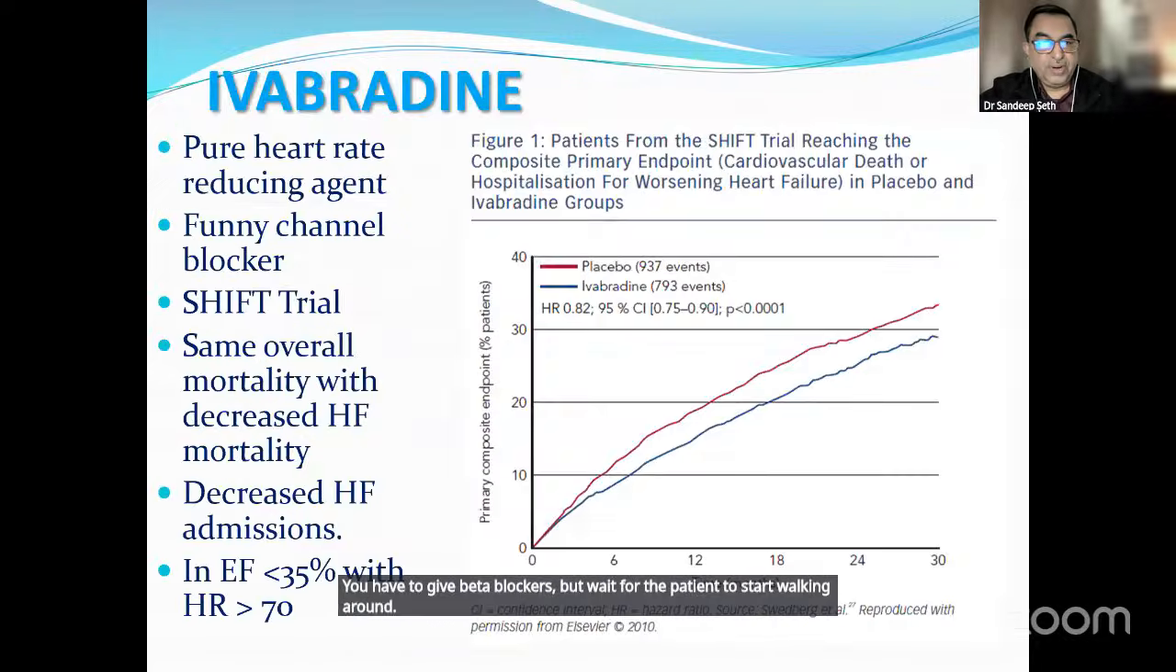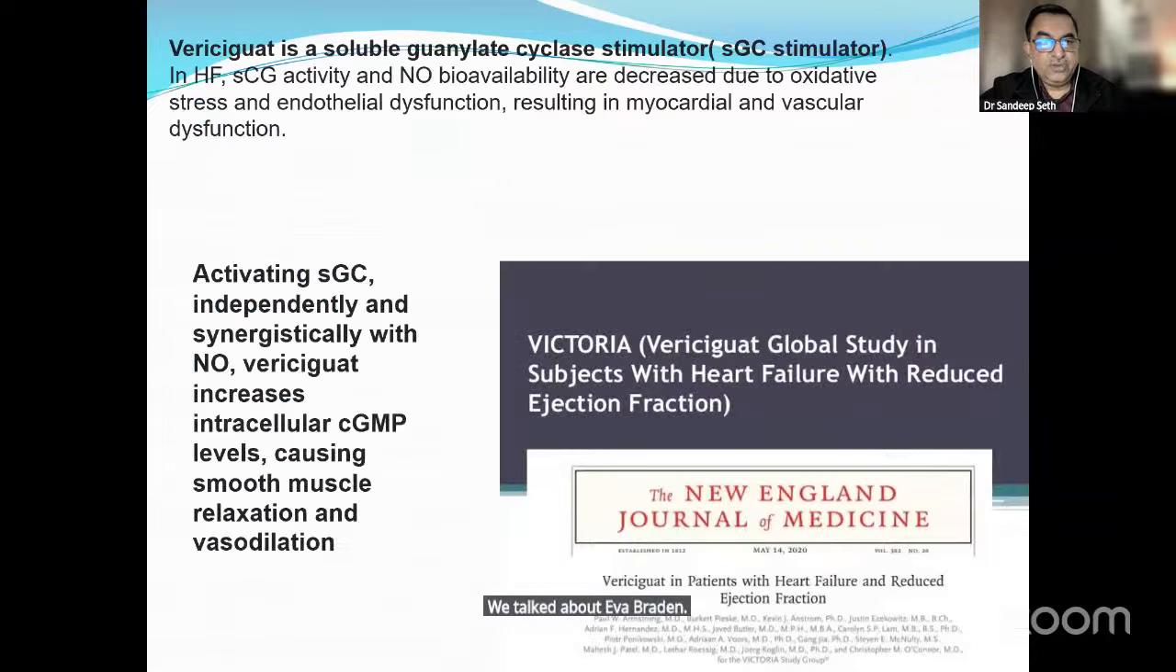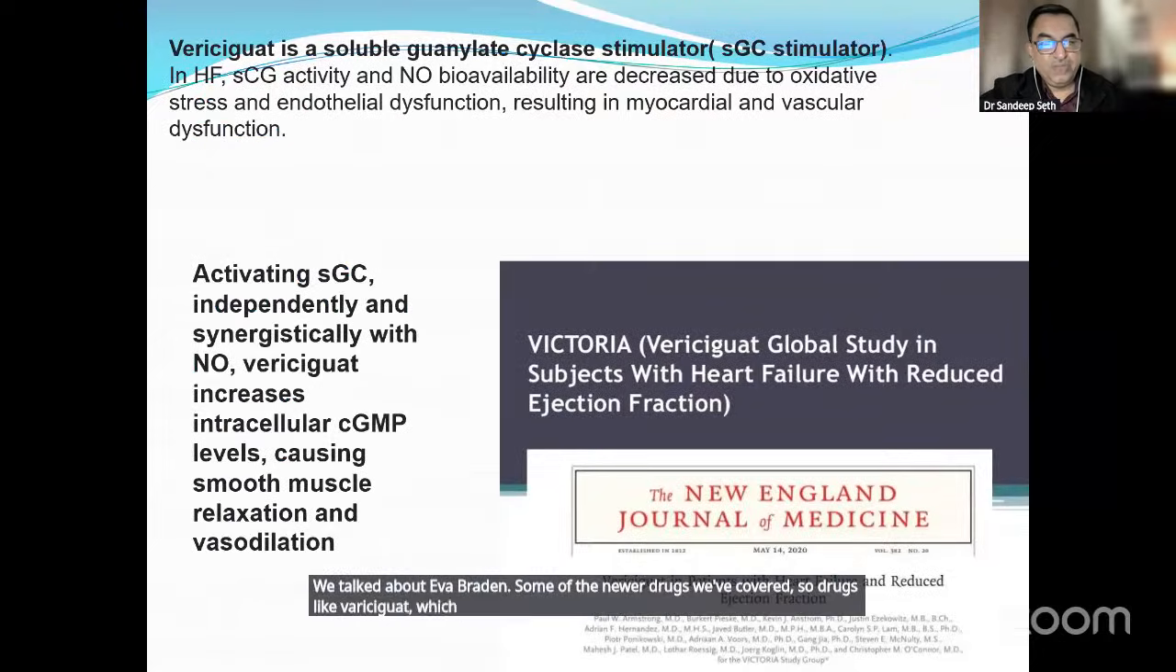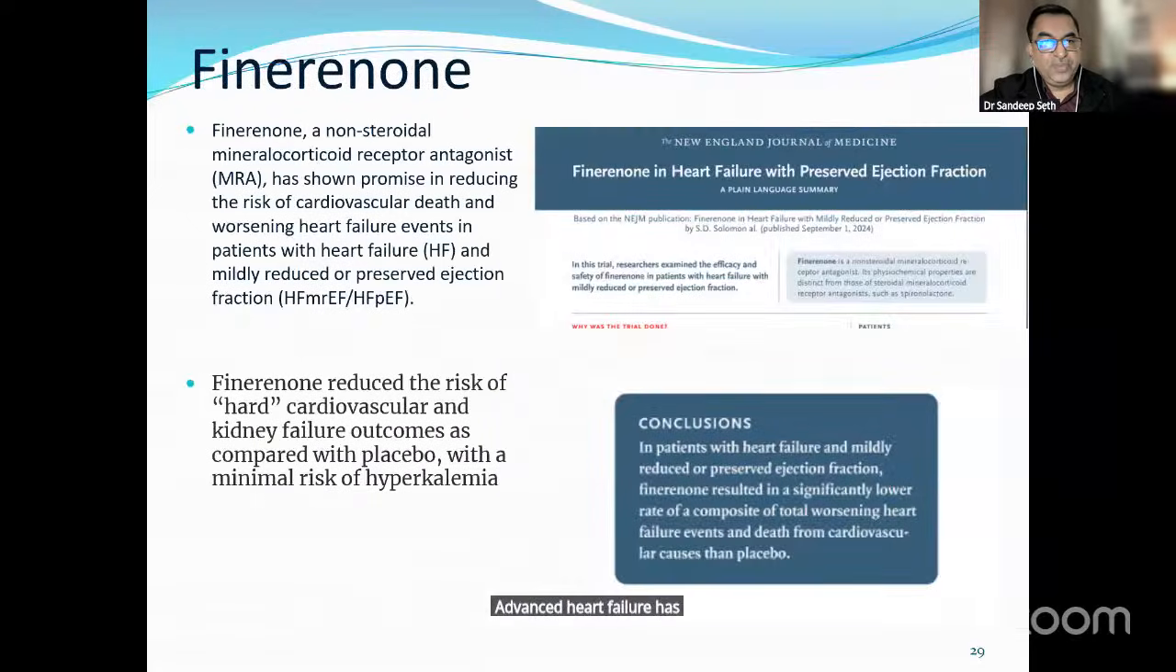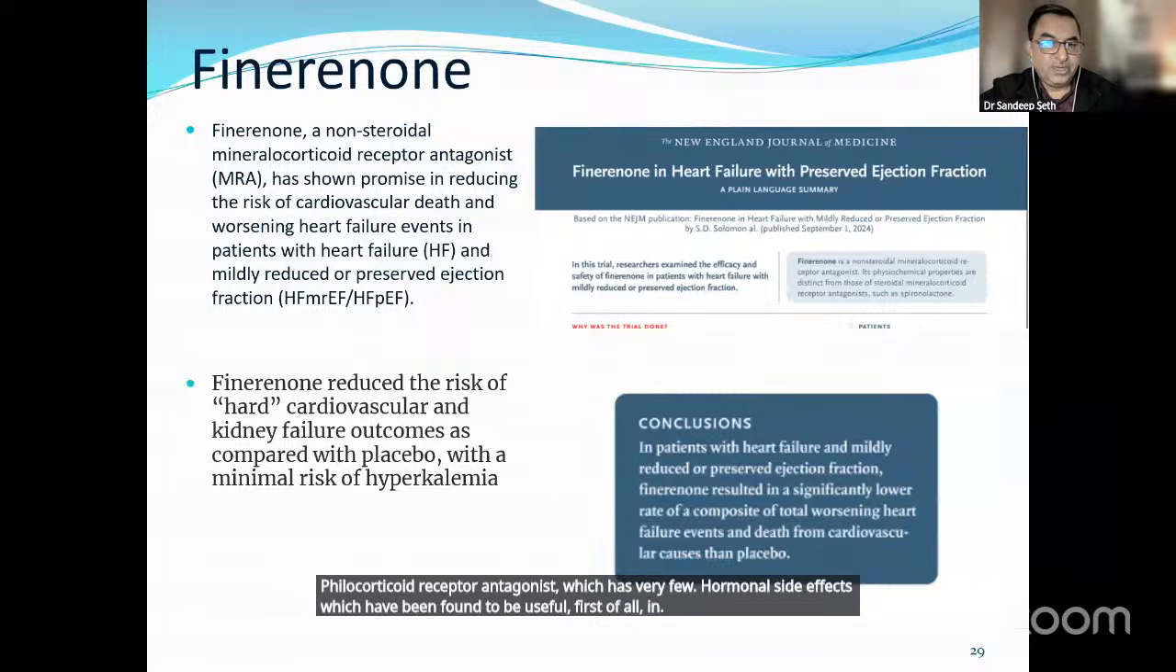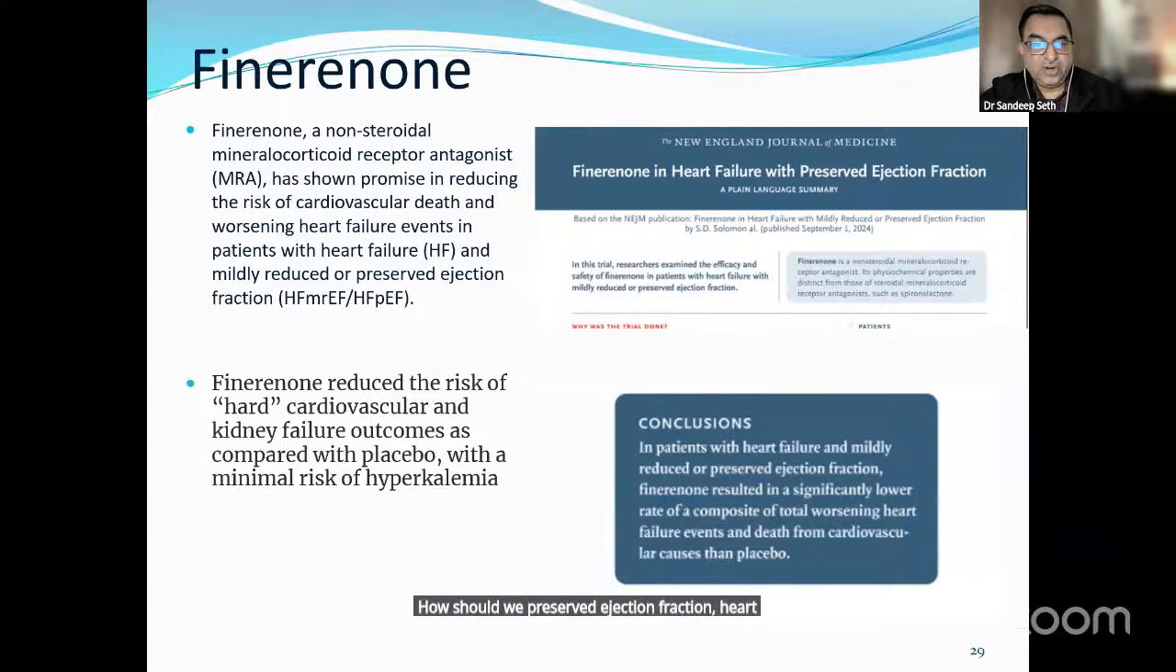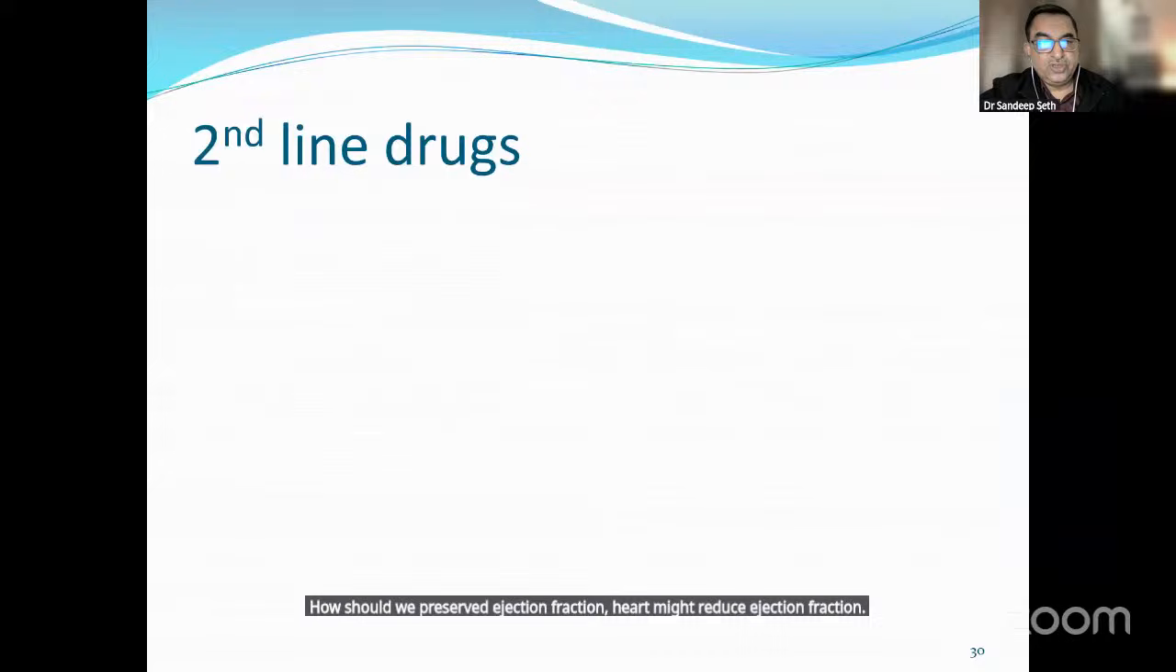We talked about ivabradine. So the newer drugs we've covered, so drugs like vericiguat, which is basically used only for very sick patients, advanced heart failure, it has been found to be beneficial. Finerenone is a new drug which is coming up. It's basically a mineralocorticoid receptor antagonist, which has very few hormonal side effects. So it's been found to be useful, first of all, in heart failure with preserved ejection fraction. Heart failure with mildly reduced ejection fraction. So it may have a role in the future.